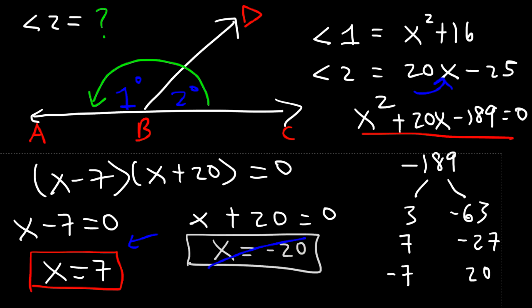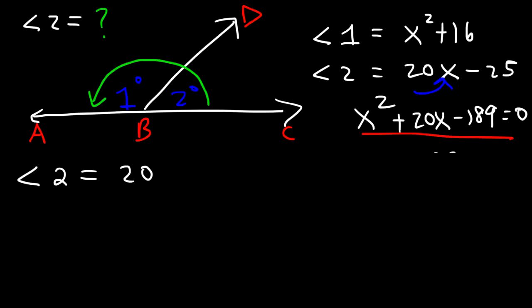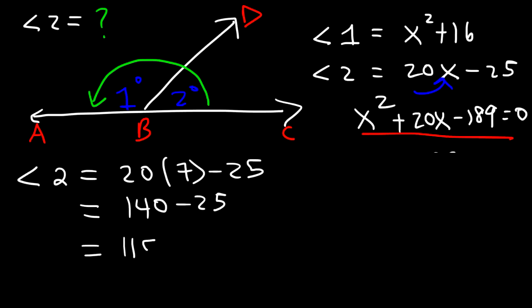So now that we have the value of x, we could find the measure of angle 2. So angle 2 is equal to 20x minus 25. But let's replace x with 7. Now what's 20 times 7? 2 times 7 is 14. So 20 times 7 is 140. All you need to do is add the 0. And 140 minus 25 is 115. So this is the measure of angle 2. It's 115 degrees.